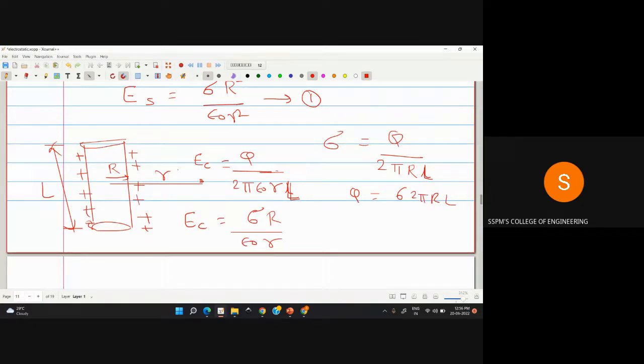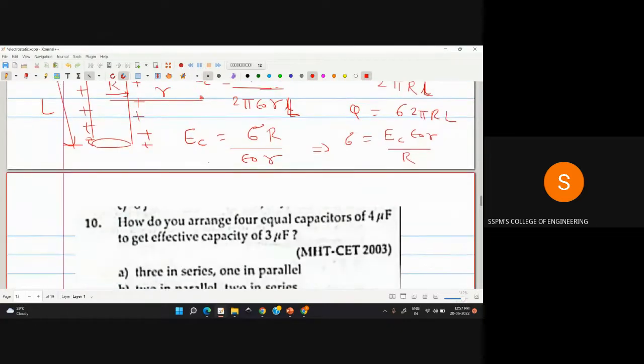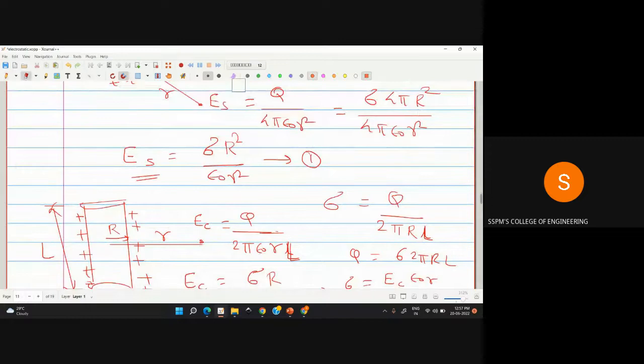Now the sigma of both is the same. This sigma and this sigma are the same. So here you can replace sigma. What is sigma here? Sigma is equal to EC into epsilon 0 r divided by capital R. So substitute sigma here and determine ES in terms of EC. So let us solve here. I will rub out some portion here. Now see what ES will come.